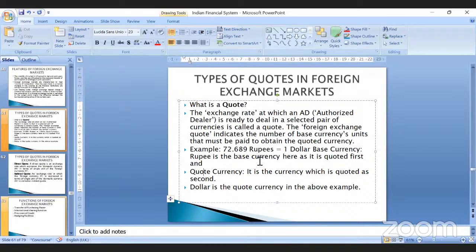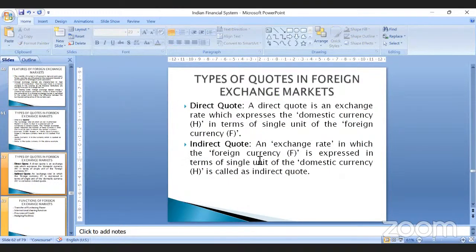So it is always quoted with that base currency. Now, whenever we are talking about quotes, there are two types: one is the direct quote and the second is the indirect quote. In a direct quote, the base currency is your domestic currency and the quote currency is the foreign currency. A direct quote is an exchange rate which expresses the domestic currency in terms of a single unit of foreign currency. For example, $1 is equal to 72 rupees. For a single unit of foreign currency, how are you expressing your domestic currency? That is called a direct quote.